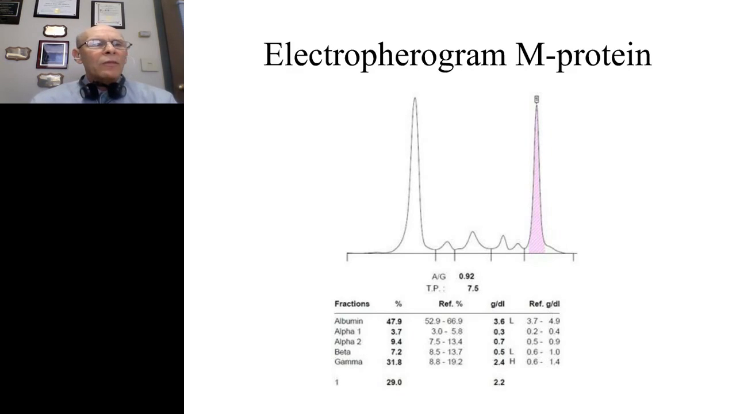And this is how we measured the sample. In this case, you may see at the bottom, it measures 2.2 grams per deciliter. Now, the larger the M spike is in patients with MGUS, the higher is their likelihood of progressing to a malignant condition relatively soon, such as multiple myeloma.